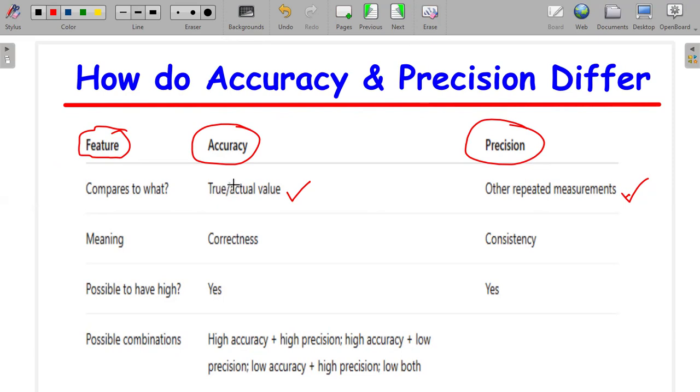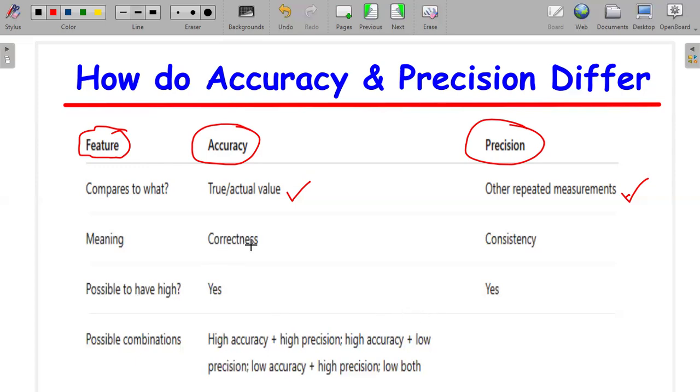So what is the meaning, or what do you want to know when you are investigating accuracy? When you're investigating accuracy, you would want to check the correctness of the measurements that you had. No wonder we are comparing them to how close they are to the true value. And then on the precision, you are checking the consistency. How consistent are my measurements? If they are close together, we say they are consistent. It means they are precise. If they are not, they will not be consistent and they won't be precise.